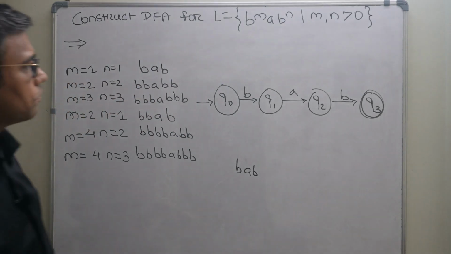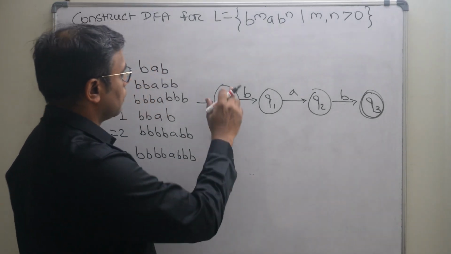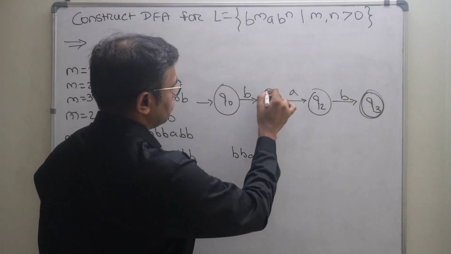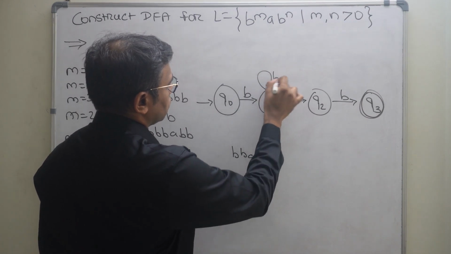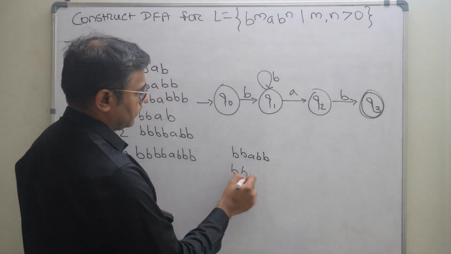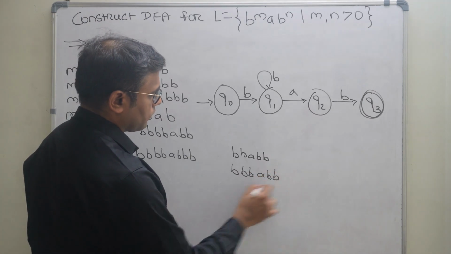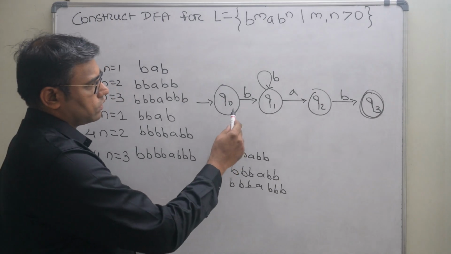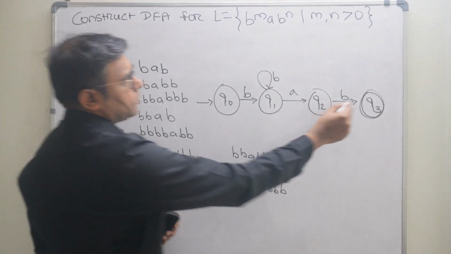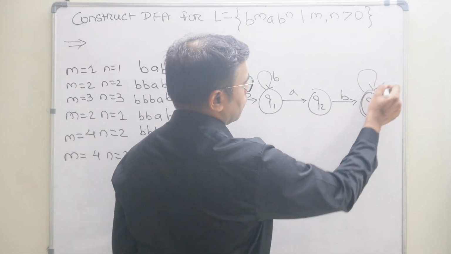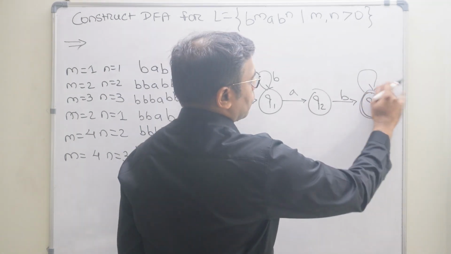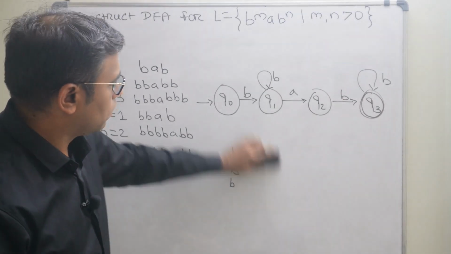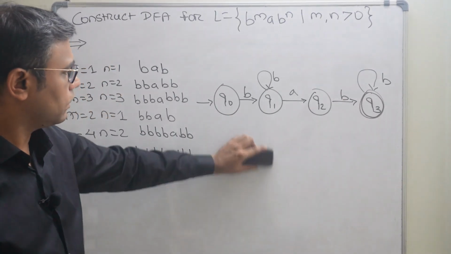Then if you take bba bb, if you apply the loop here, it can solve the purpose, because there can be bbba bb, then bbba bbb, so bbbbab. Here we have to apply the loop so that it can accept any number of b. So this is the possible automata which is accepting bab.